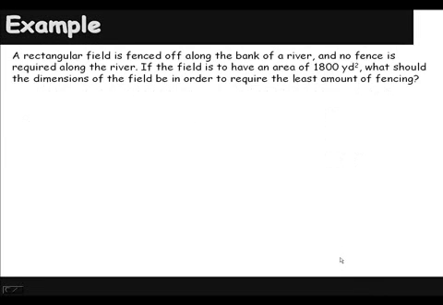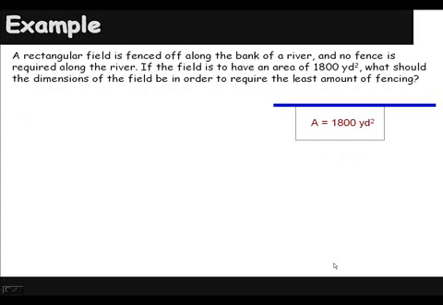Let's make a little room here. Let's draw a diagram. There's my river, real nice and straight. My fence is going to go along the river something like this. I only need 3 sides. I don't know what those sides are, so I'm going to start labeling. The area is 1,800 square yards. That's what we're trying to get. I'm going to let the vertical distances here be x and the horizontal distance be y, just because.